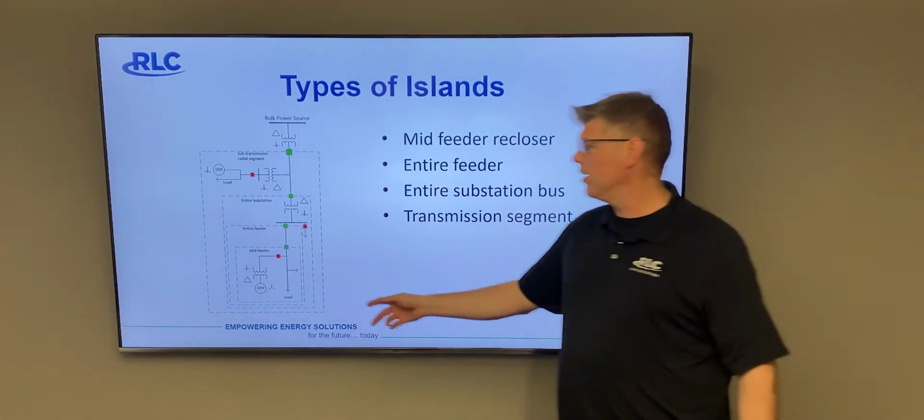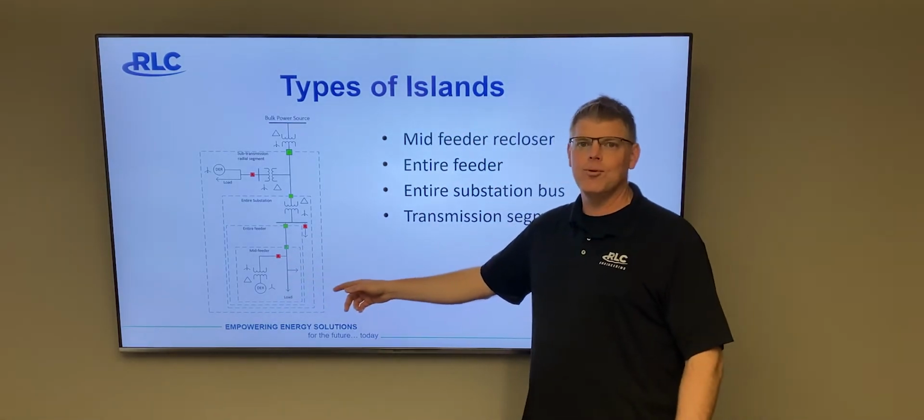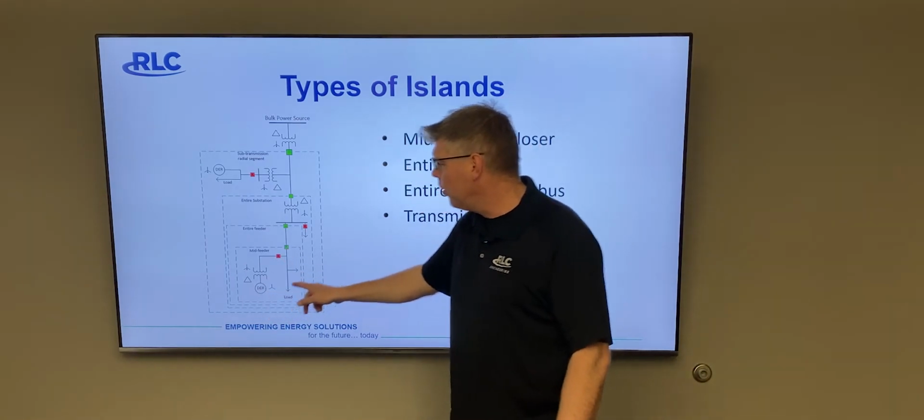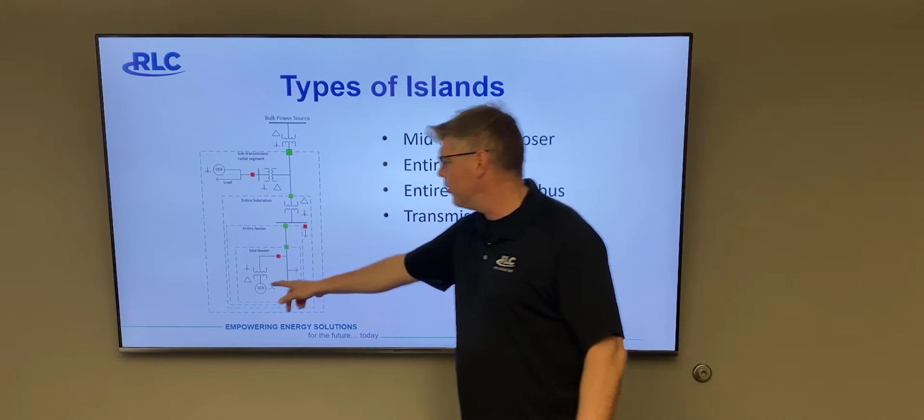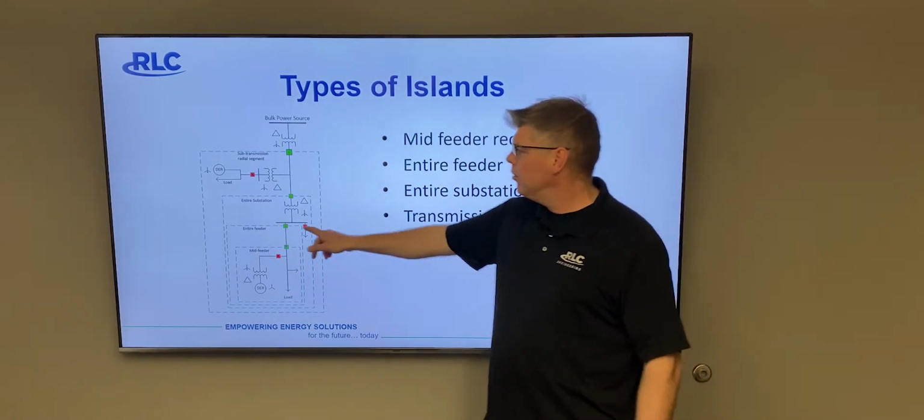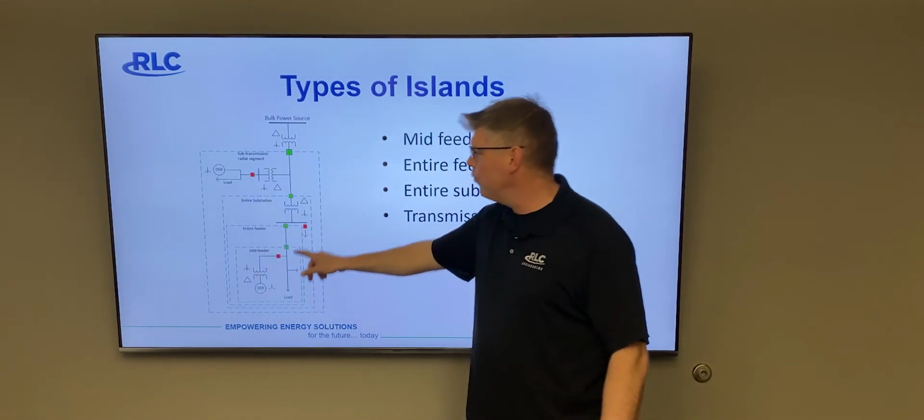Let's look at the first island, the smallest one. This is when we have a midway recloser on a distribution feeder that opens. It islands a small segment of the distribution system with generation and load. Another island can exist if the distribution substation breaker opens. This would island the whole feeder.